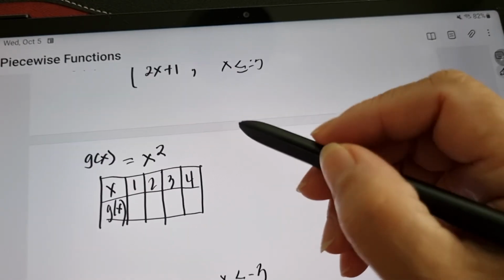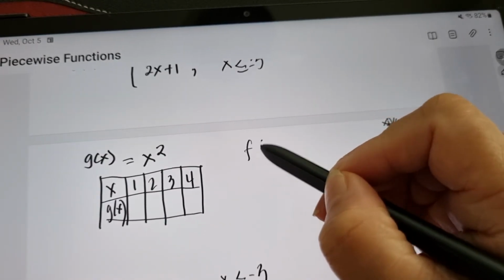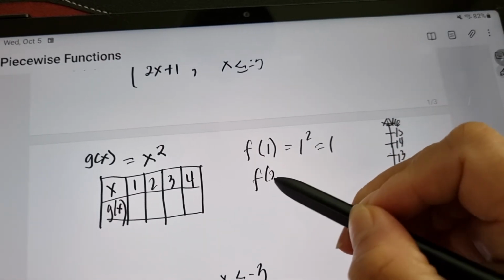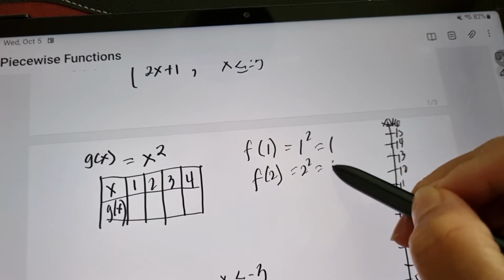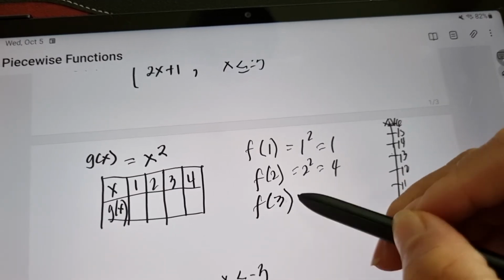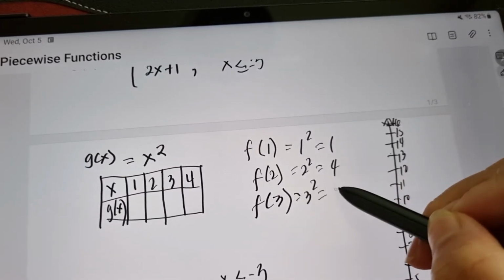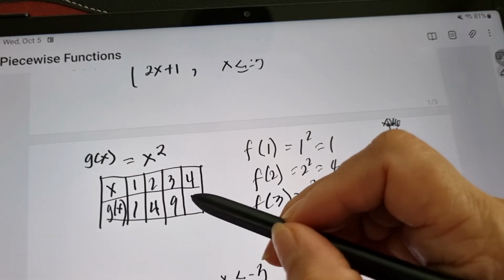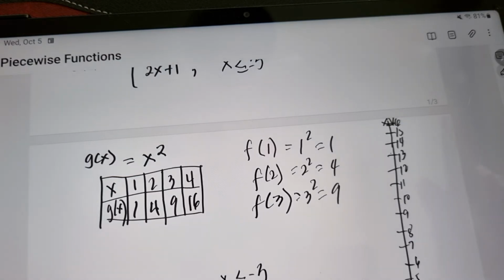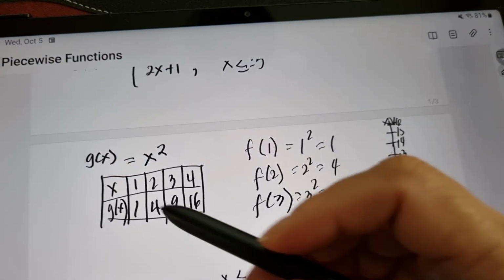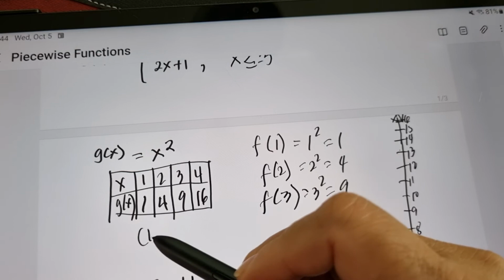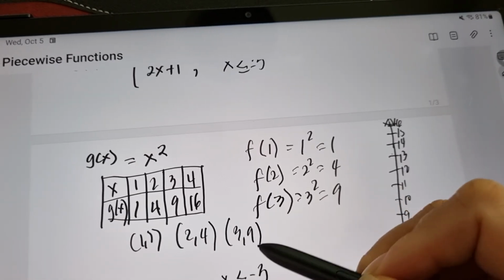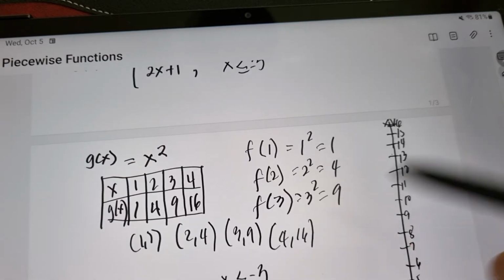Okay. So now, evaluate lang natin f of 1 is equal to 1 squared, which is 1. F of 2 is equal to 2 squared, that is 4. F of 3 is equal to 3 squared, that is 9. So 1, 4, 9, 4 squared, that is 16. Okay, so ang mga point natin ngayon ay 1, 1, 2, 4, 3, 9, and then we have 4, 16.